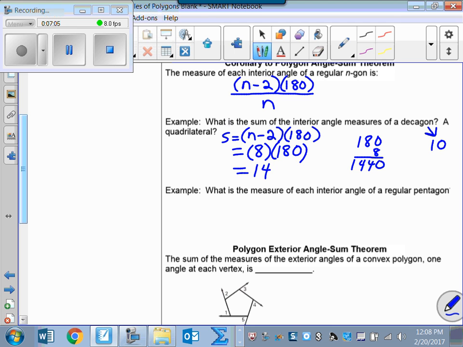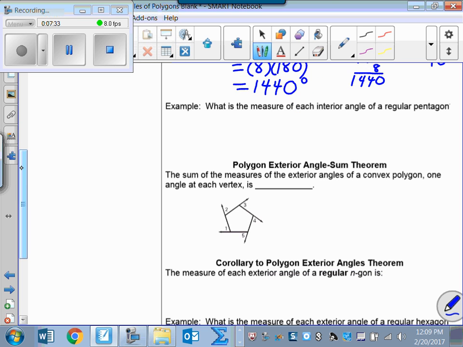So the sum of the measures of the interior angles of a, not a dodecagon, a decagon is going to be 1,440 degrees. Okay, and then if I told you this was a regular decagon and I wanted to know what the measure of each interior angle is, what would you do? You'd just divide that by 10 and you would find that each interior angle measures 144 degrees.